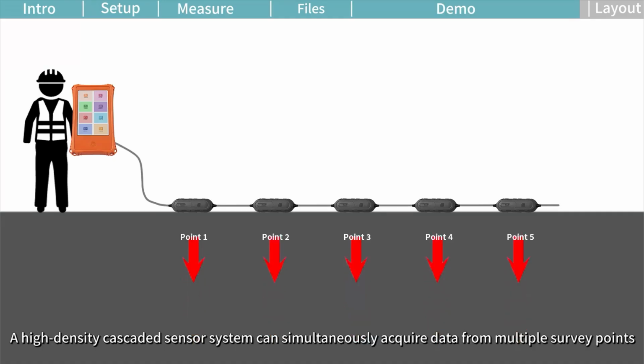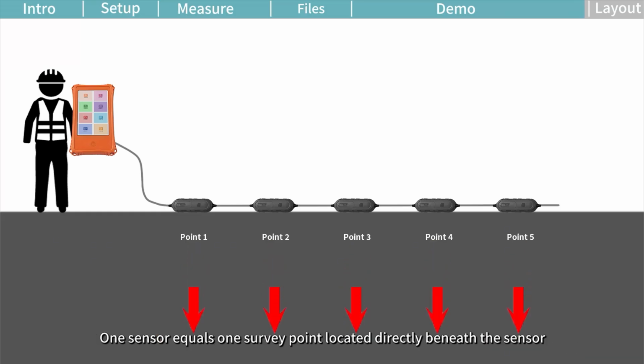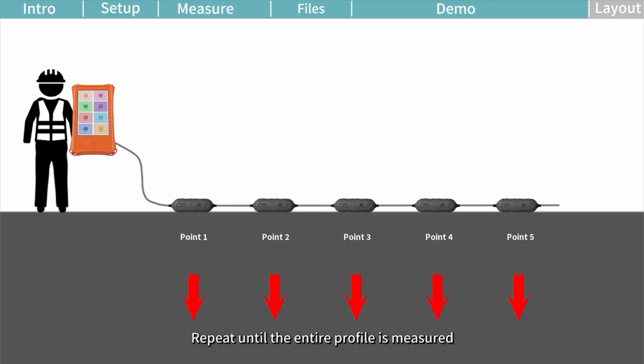A high-density cascaded sensor system can simultaneously acquire data from multiple survey points. One sensor equals one survey point located directly beneath the sensor. Repeat until the entire profile is measured.